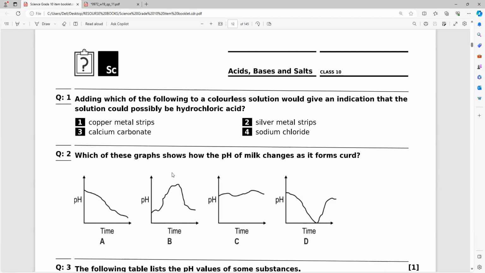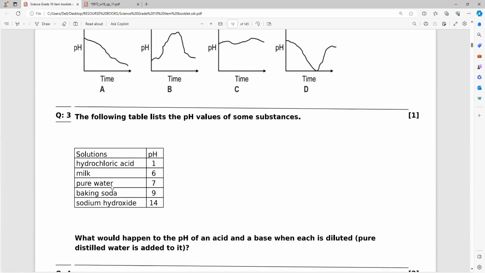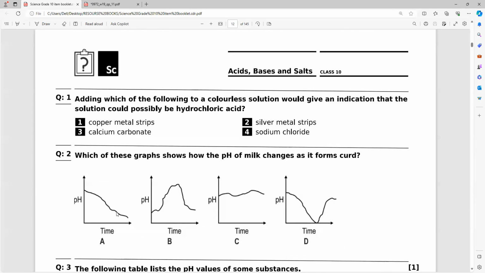Okay. So, adding which of the following to a colorless solution would give an indication that the solution could possibly be hydrochloric acid? So the given solution is something, X, that is hydrochloric acid. By adding what can we notice that it is hydrochloric acid? How can you identify that a given substance is hydrochloric acid?